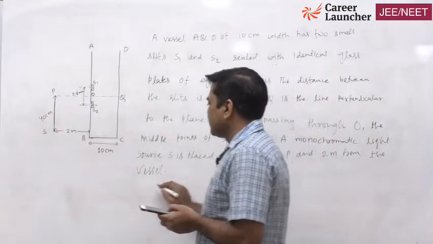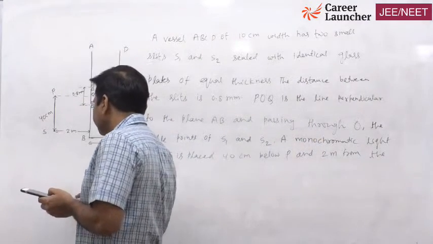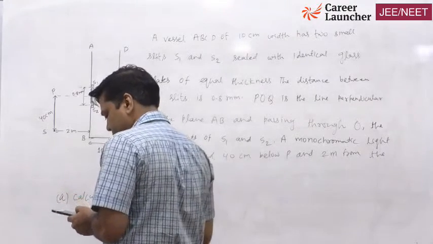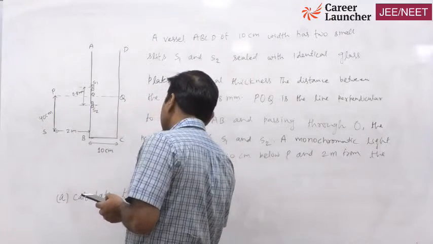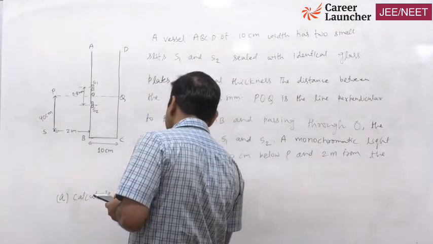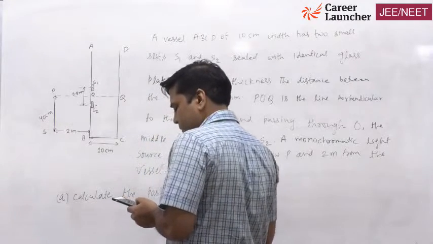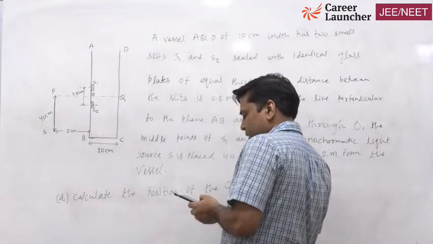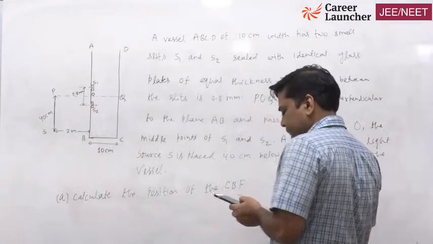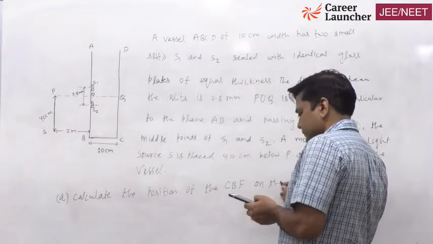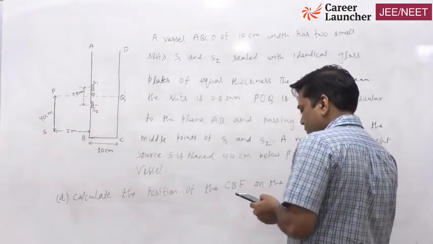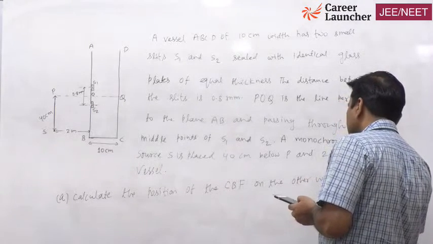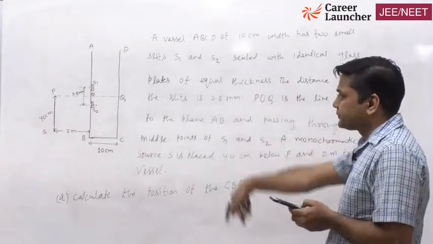Okay. What you have to find? A, calculate the position of the central bright fringe, CBF, on the other wall CD, as shown in the diagram.